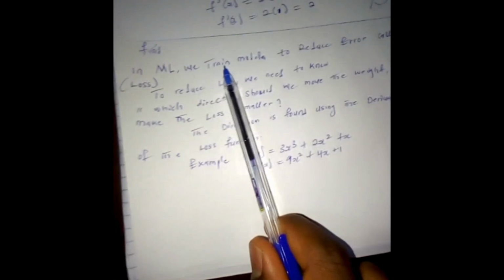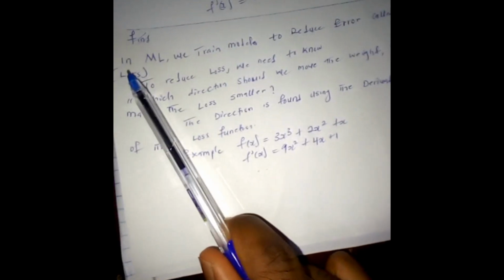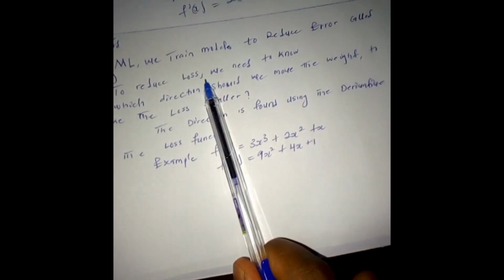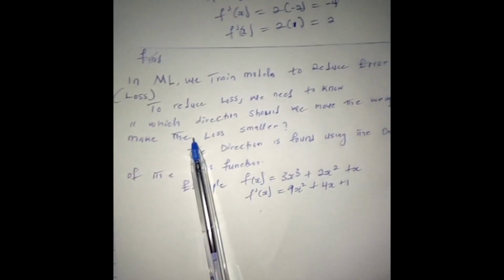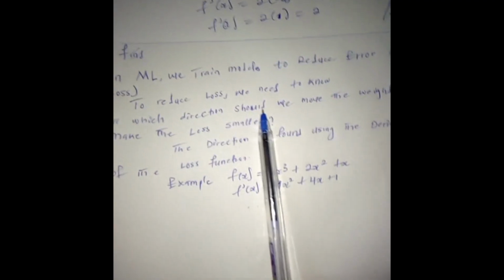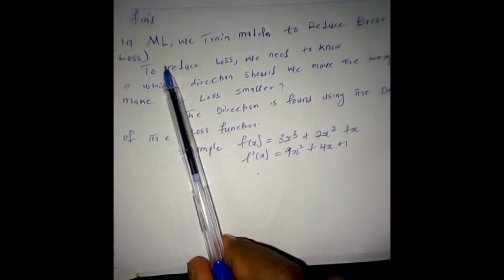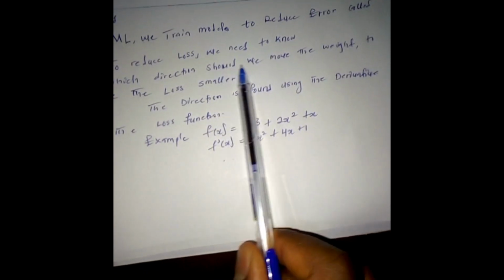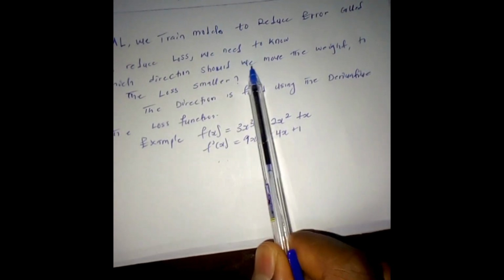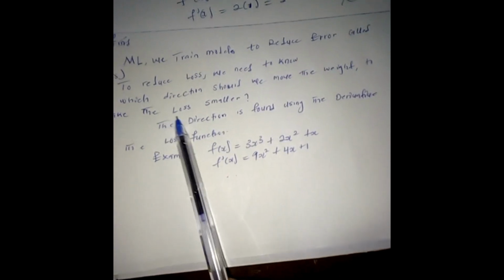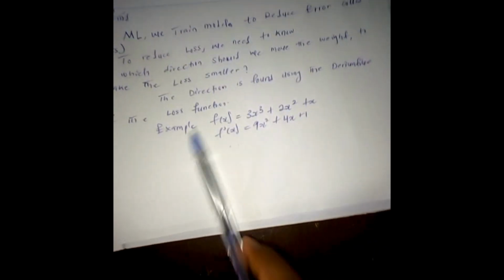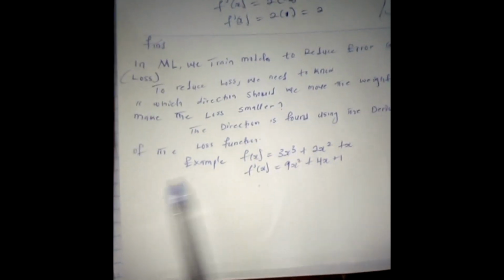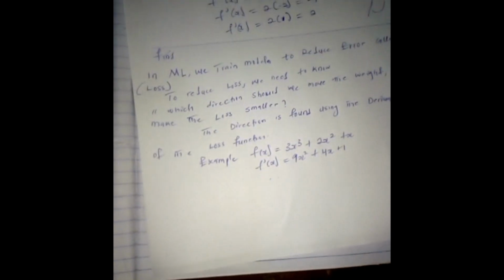So in ML we train a model to reduce error called loss, and to reduce this error we need to know which direction we should move the weight to make the loss smaller. And this direction is found using the derivative of the loss function.